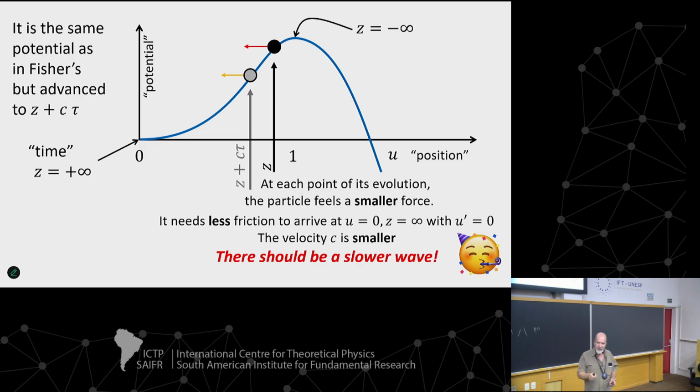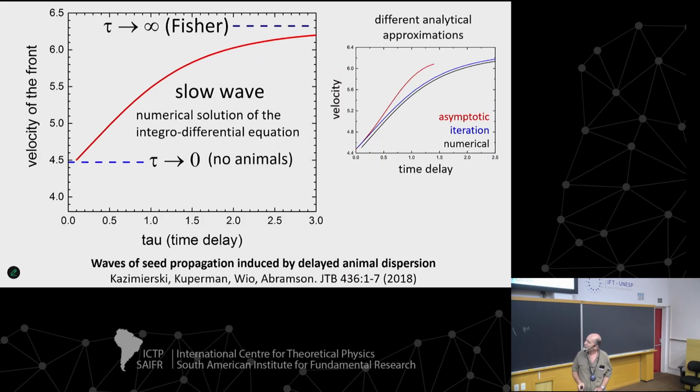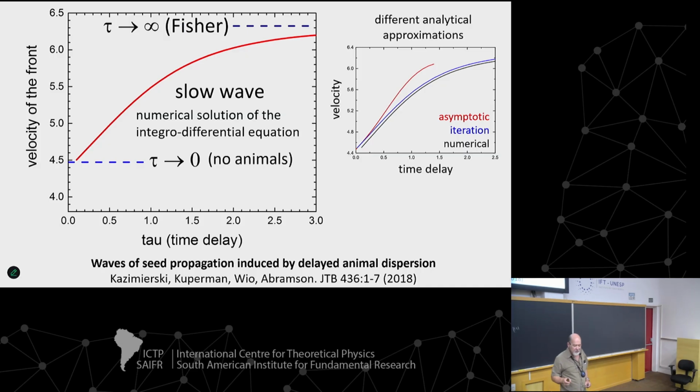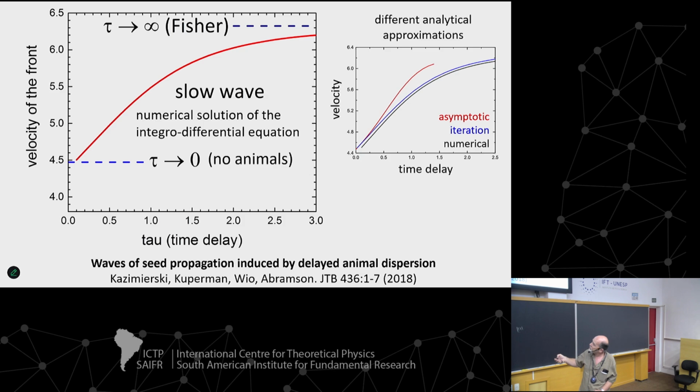This is the nice part. This is the real rule of thumb argument that I wanted to tell you. And this is what really happens. The problem is mathematically very complicated, and we made several approximations that I show you here, including a numerical solution of the integral differential and non-local in time equation, which is this red curve that shows the velocity of the front as a function of the time delay that the seeds pass inside the animals.